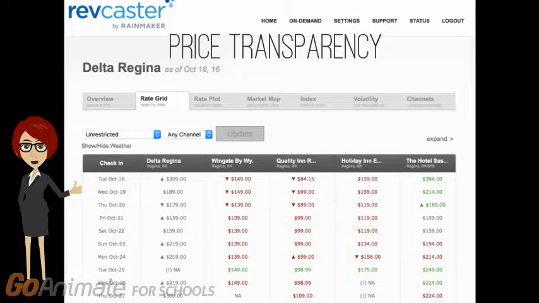It is important to know what our competitors are charging so that we remain competitive and to better understand our market. Here is an example of a rate shopping tool that shows our hotel's rates and those of our competitors. Because of price transparency, this information is made public and anybody and everybody has access to it. Businesses pay companies like Revcaster to automate this price shopping process and provide this information to us weekly, daily, and even on demand.